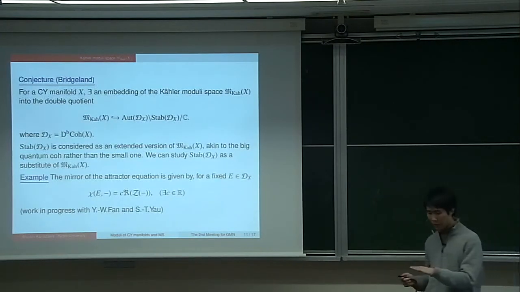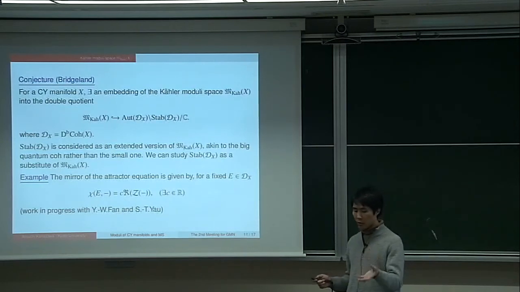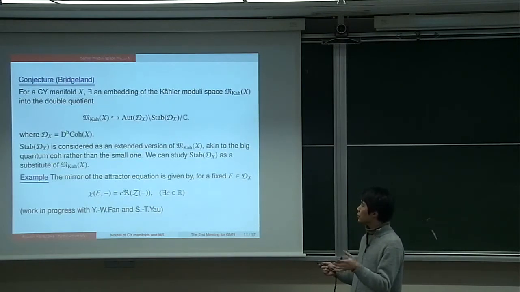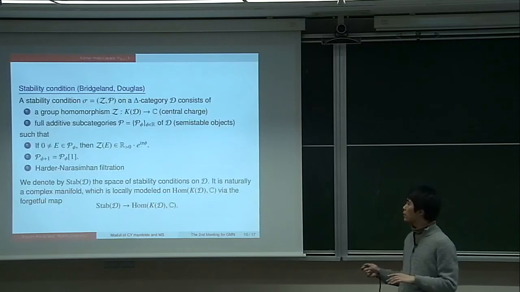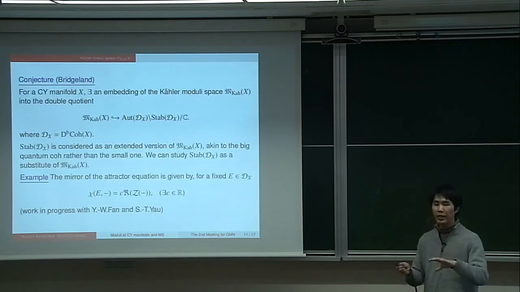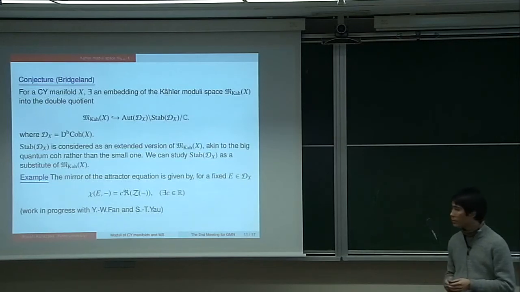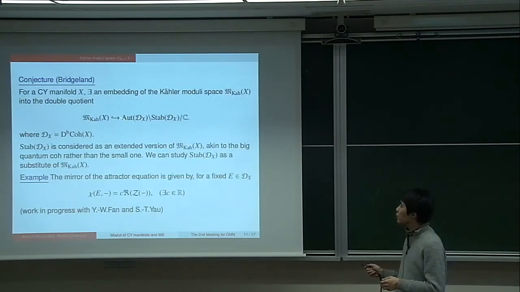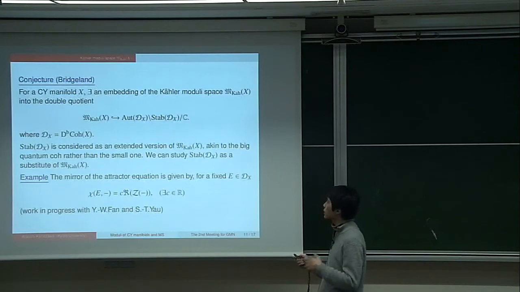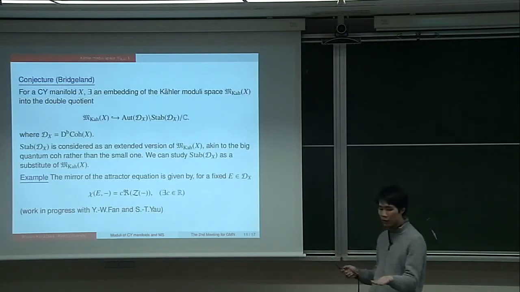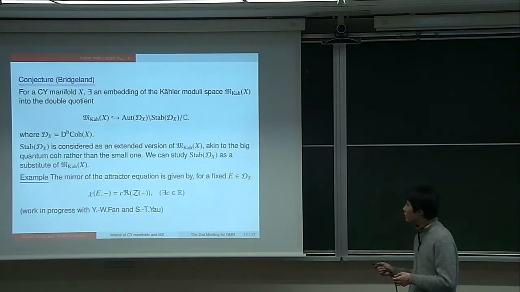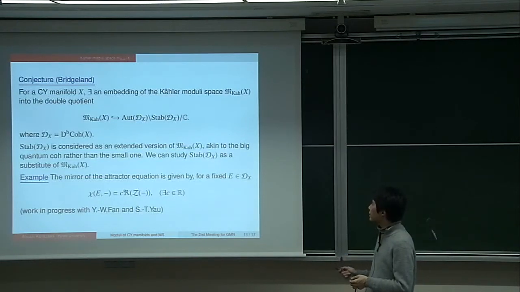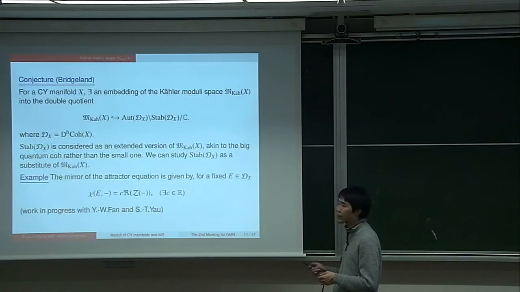So basically, there are two steps. Given a Calabi-Yau manifold X, you consider a category of sort of vector bundles over X, and using that recipe, you construct a complex manifold. That complex manifold gives an ambient space of your Kähler moduli space. So instead of working on this, we can work on a better ambient space. Stab is an extended version of the Kähler moduli space, similar to the relation between small and big quantum cohomology. So we can study this space as a substitute for the Kähler moduli space.